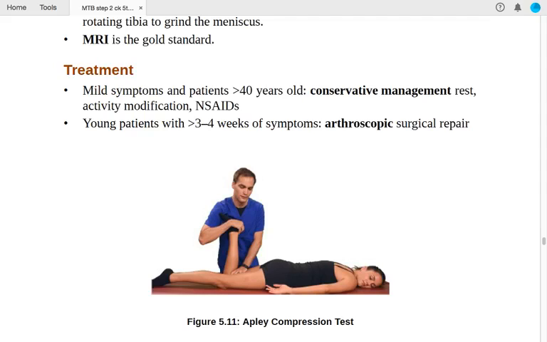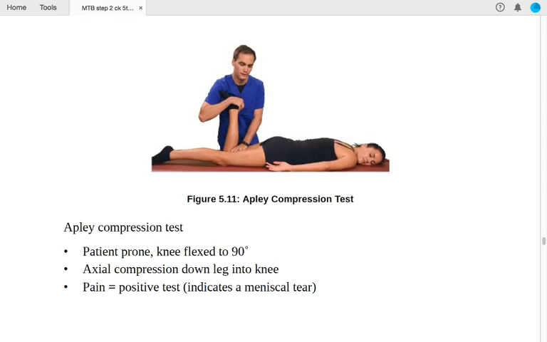But for a young patient with more than 3 to 4 weeks of symptoms, arthroscopic surgical repair should be the best option, right? So what are the handy points of this Apley compression testing?